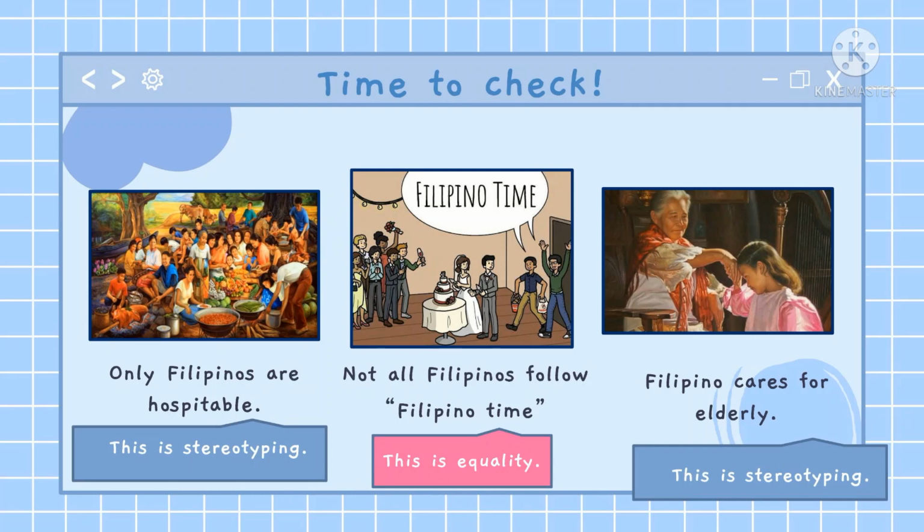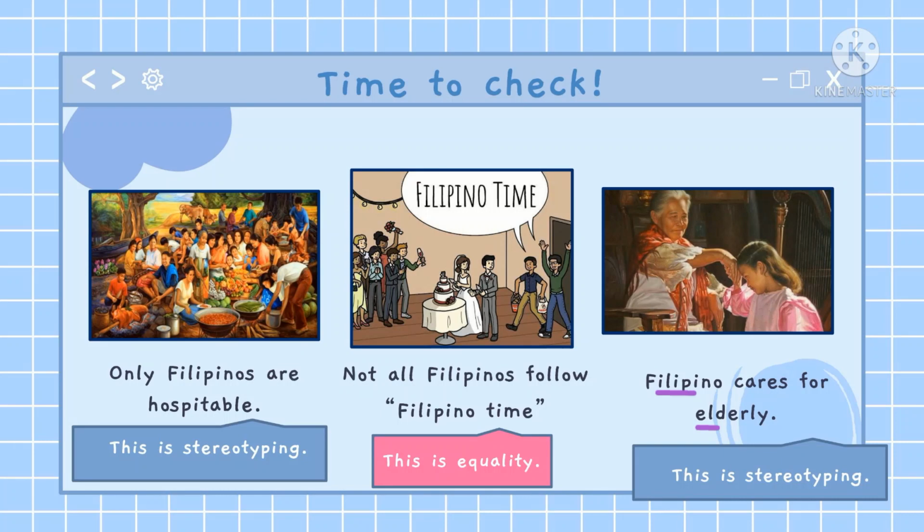The first image, only Filipinos are hospitable. This is stereotyping because there are other nationalities that show the trait of being hospitable. The second image, not all Filipinos follow Filipino time. We have this kind of notion about Filipinos that they are always late in every meeting, event, or gathering because they are Filipinos. They have their own time. But then, this shows equality because some Filipinos or other people do not follow this culture.